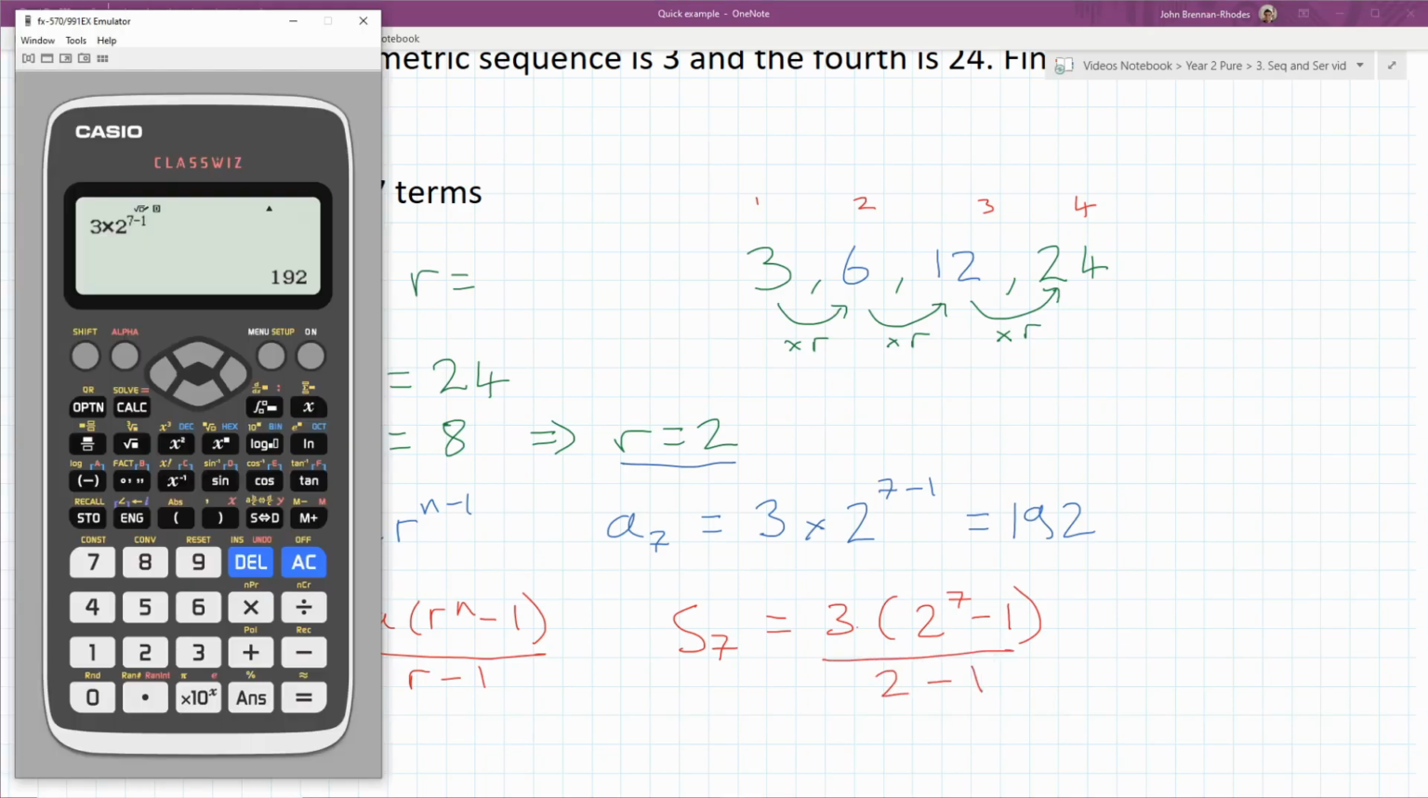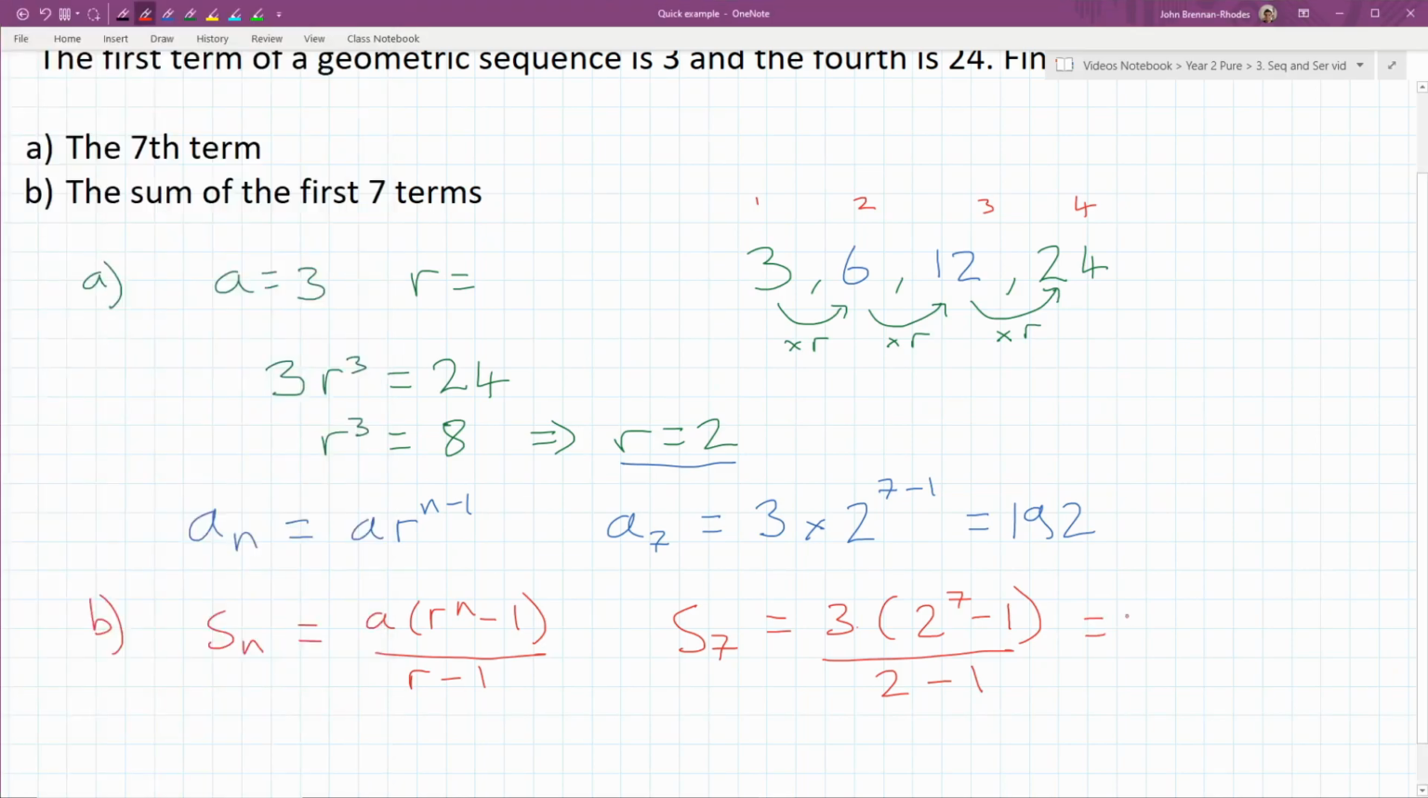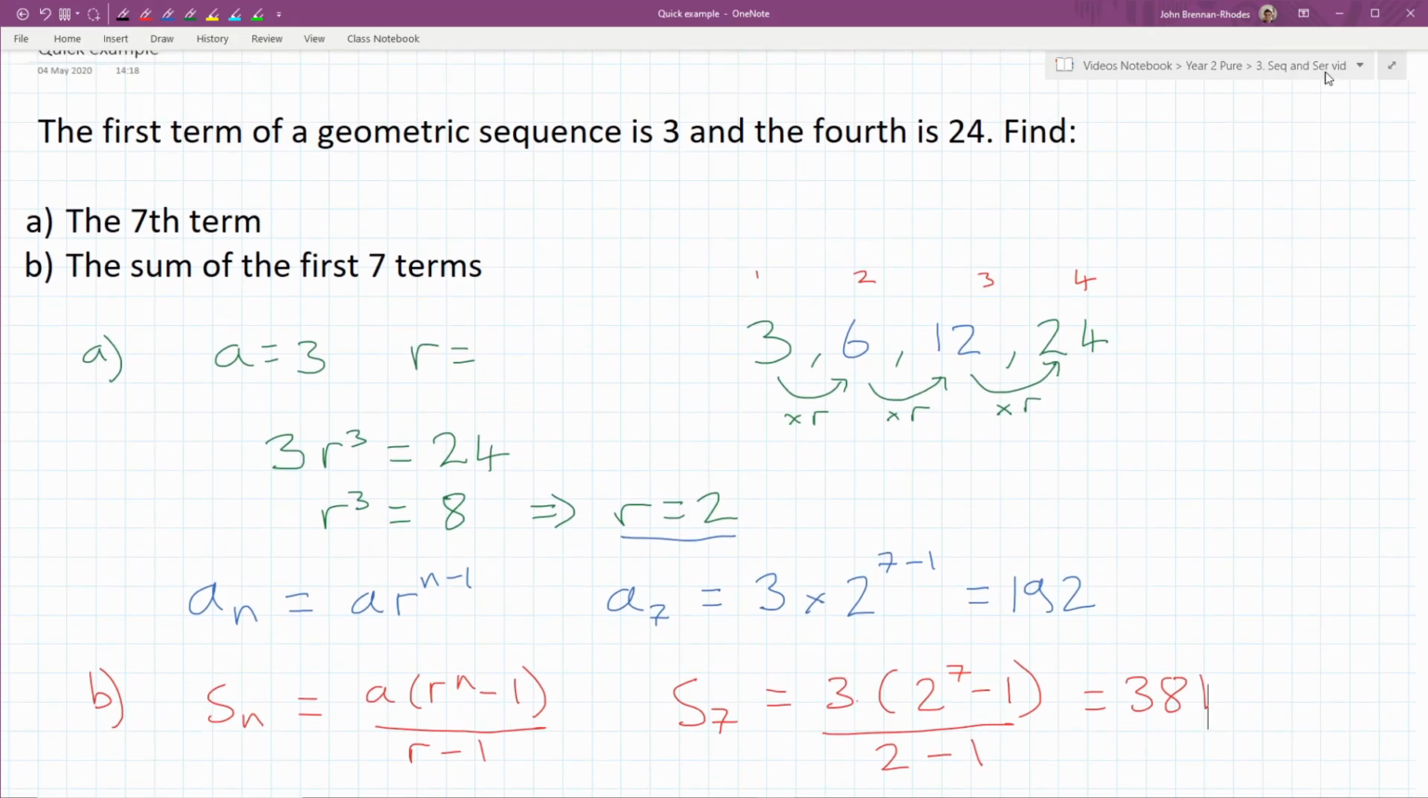The bottom becomes very easy to work with, but let's do this properly. So the bottom's just going to become 1, so 3, open brackets, 2 to the power of 7, minus 1, close brackets, and I can see that the sum of my first 7 terms is going to be 381. And that is that example. So we can see how that works.